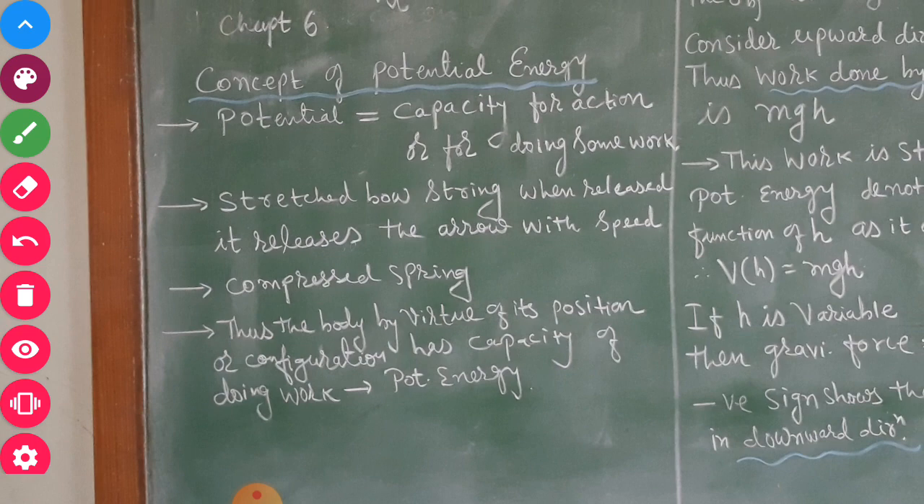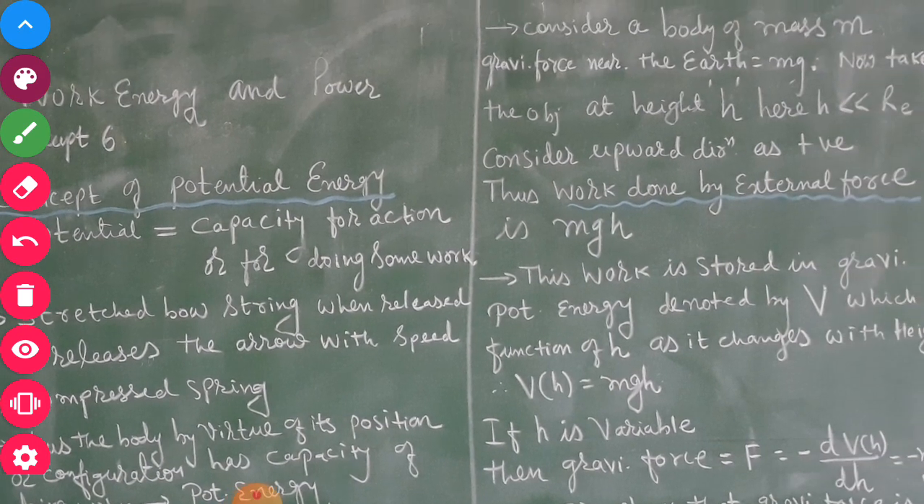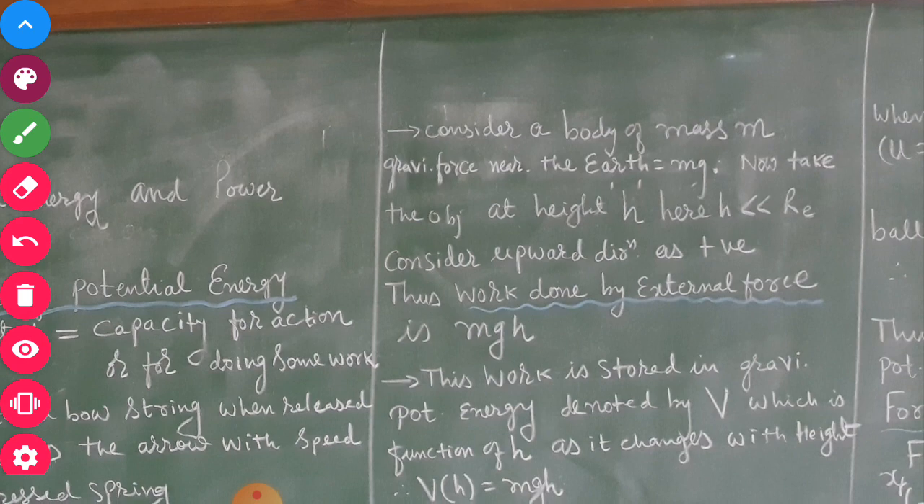Thus the body or any object which has some capacity of doing work because of its position or configuration, we can say it possesses potential energy. Now we consider a body of mass m. We take one object of mass m.